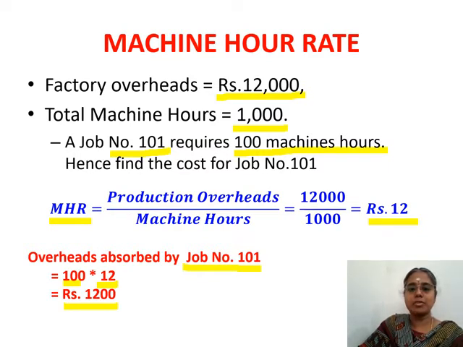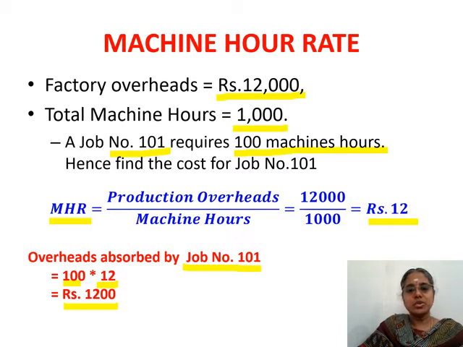You have n number of orders. So you can calculate this by absorbing the machine hour rate to that order based on the number of hours utilized by that order. So this is a simple calculation on how you are utilizing the machine hour rate for calculating the cost for that particular order.